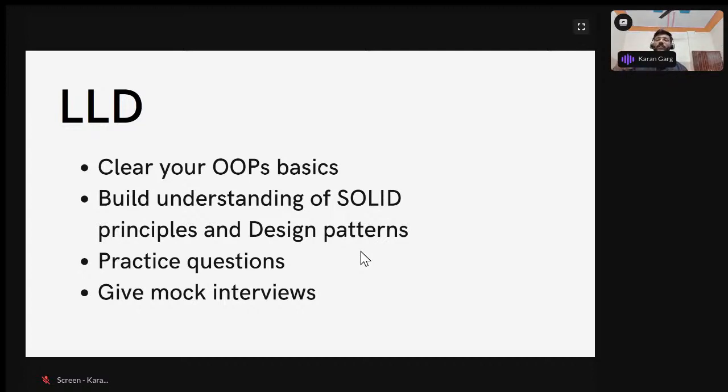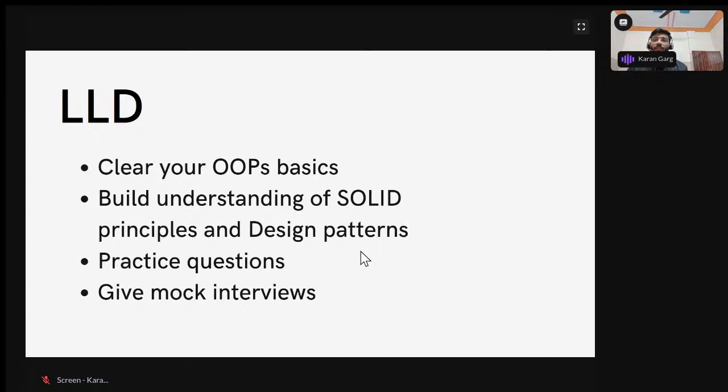Here, build your basics for design patterns, coding, OOPs, and SOLID principles, and then actually go and practice questions. As far as I remember, there is no standard platform where you can practice low level design problems. But I have collated around 40, 45 problems in a GitHub repository that I maintain myself, along with all the resources. I'll share that. You can go and check that out, and you can use that for practicing.